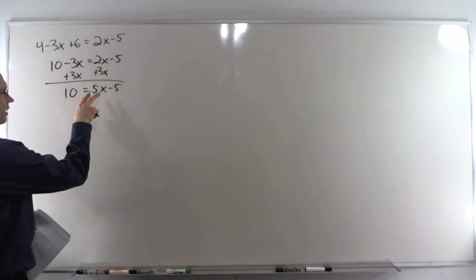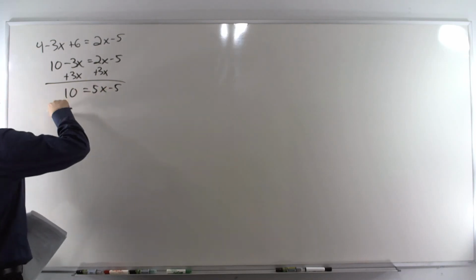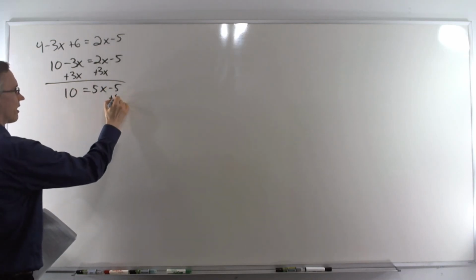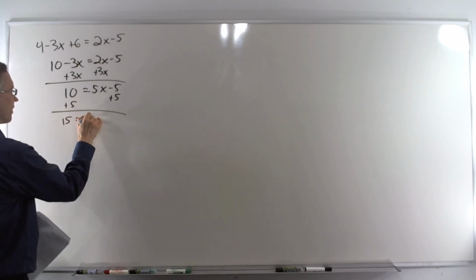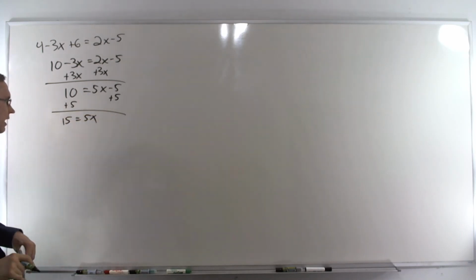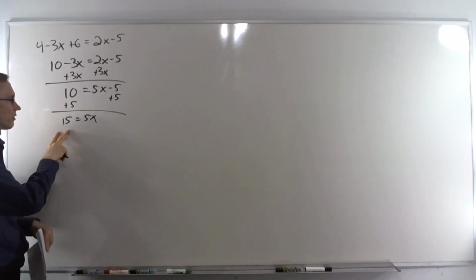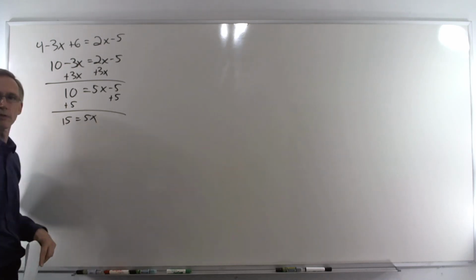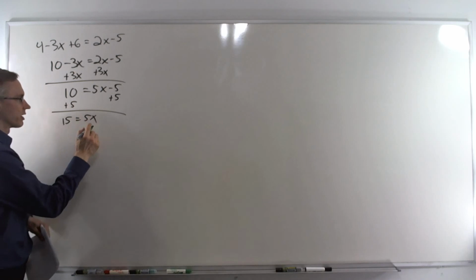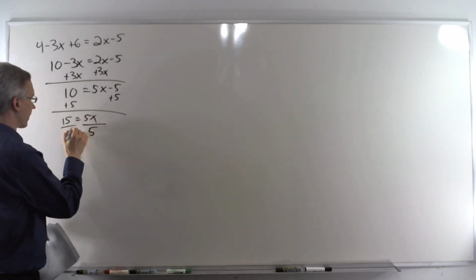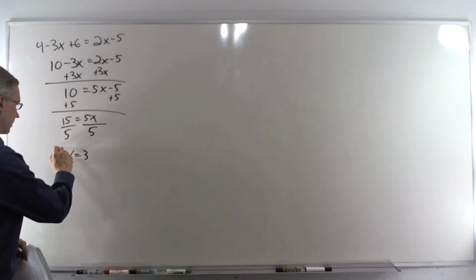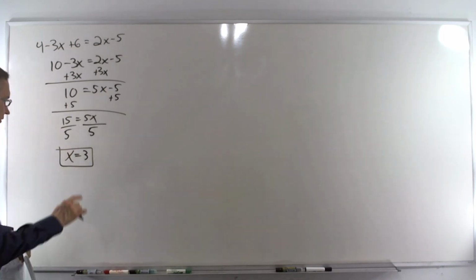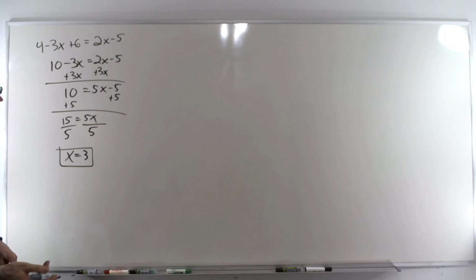All right, now we got all the variables to the right, and we want to get all the numbers to the left. So I'm going to get rid of that 5 by adding 5 to both sides. So that's 15 equals 5x. All right, now all the numbers are on the left, all the variables are on the right. So now all I have to do is get rid of that coefficient. I'm going to divide that out, and we get x equals 3. Now we're down to the form variable equals constant, so we're done, except for the check.